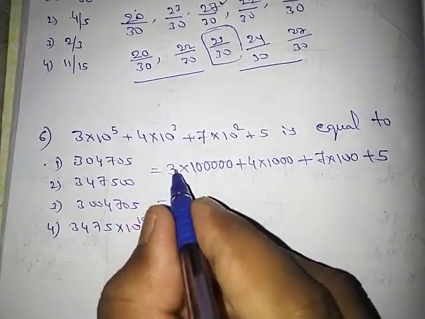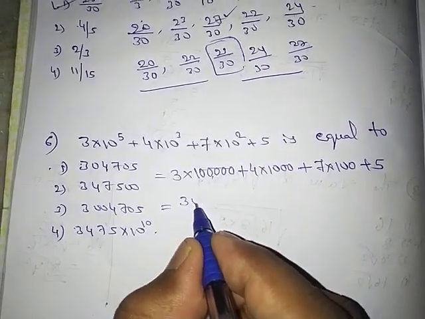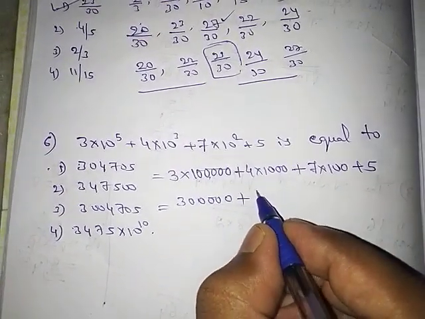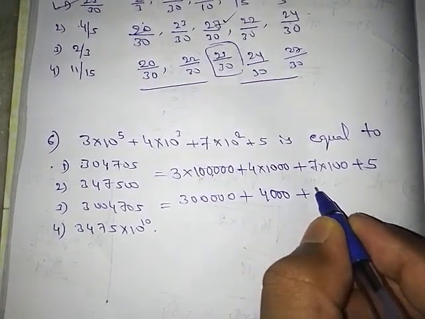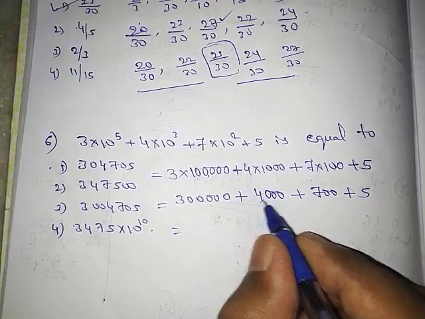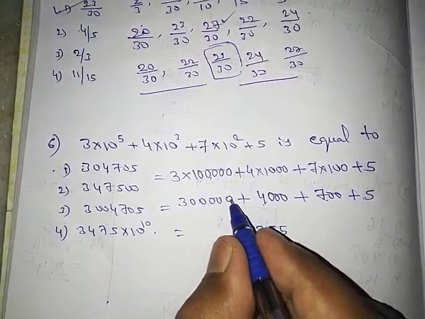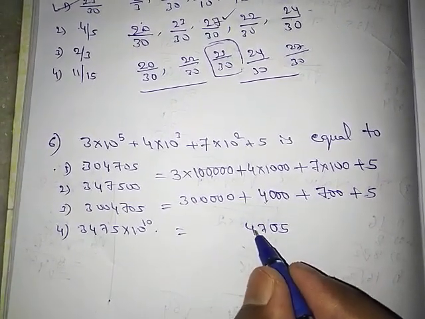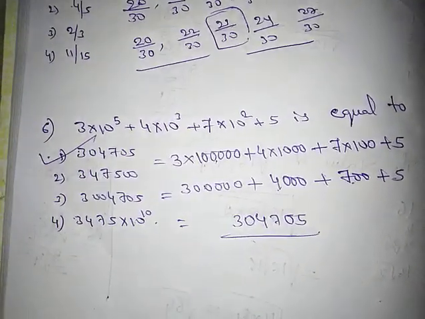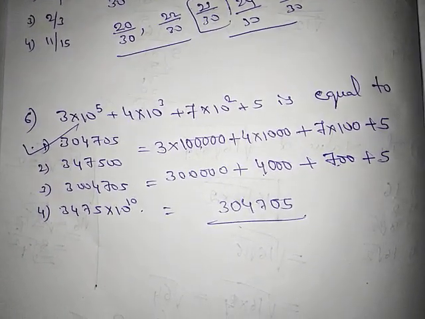Okay, now the next step is 3 into what? 1 lakh, that is 3 lakh, plus 4 into 1000 is 4000, plus 7 into 100 is 700, plus 5. You can add this: 4705, right? Here it is 1 2 3 4 5, 1 2 3 4 5 0, that is 304705. Option A or option 1 is the right answer, right? So very easy. The time management is the only important thing here.